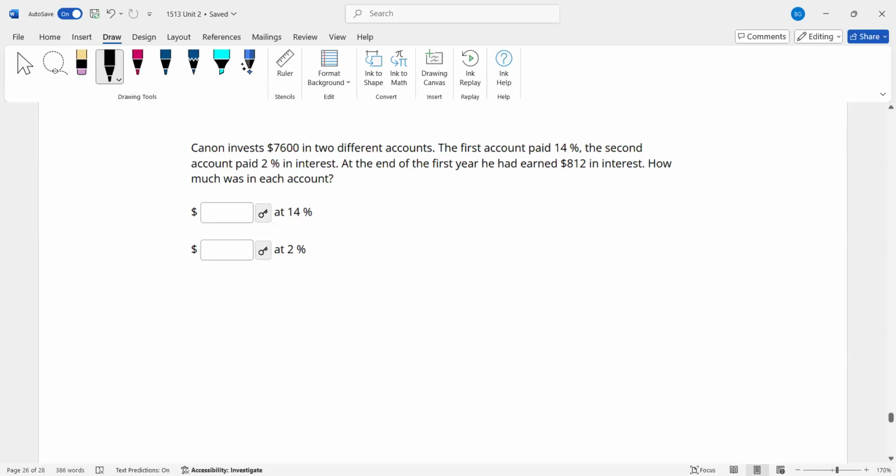It's just in Foundation 2, you're applying a linear equation to solve the problem. Here we are applying a linear system to solve the problem. 2 accounts, right? I'm gonna use 2 boxes to represent it. 2 accounts with different interest rates. One account has interest rate 14%. I'm gonna put the interest rate on top of the box. One pays 14%, the other pays 2%.